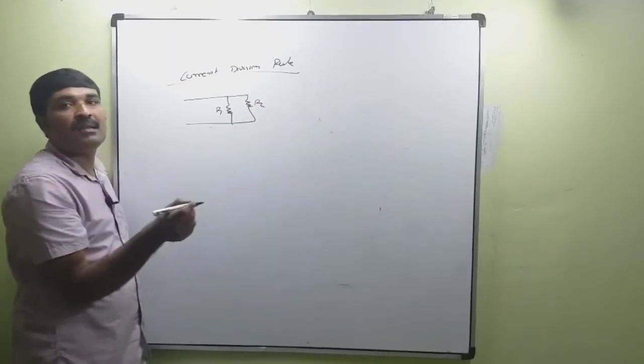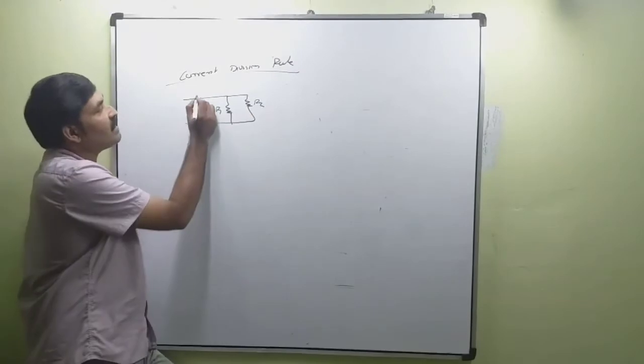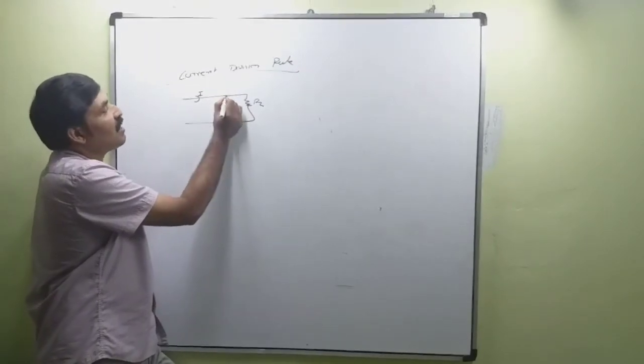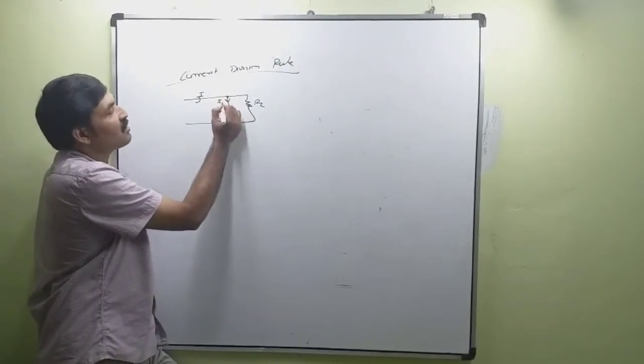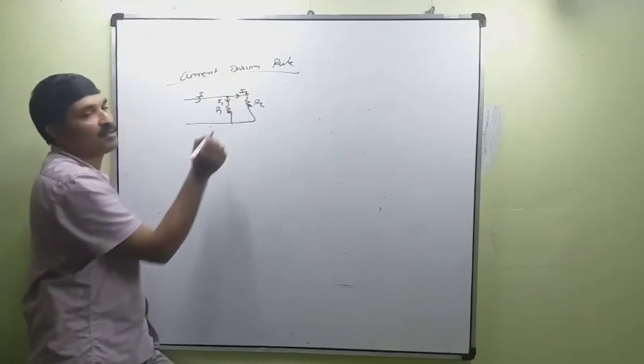This is connected in parallel. Let I be the current, the incoming current. At this node, I1 will go through this resistance and I2 will go through this resistance.